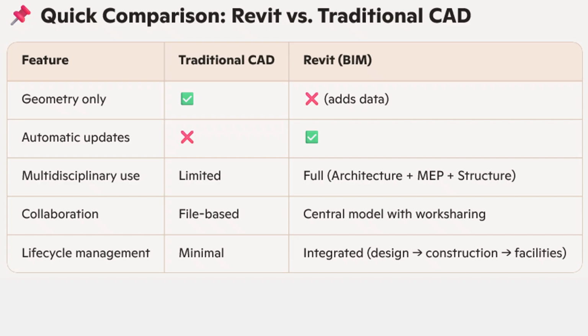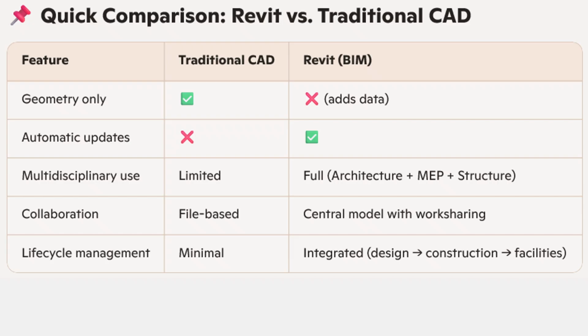Second, automatic updates. In traditional computer-aided drafting software, every change must be manually replicated across views. In Revit, updates are automatic. Change a component once, and every related view, schedule, and sheet reflects that change instantly. Third, multidisciplinary use. Traditional computer-aided drafting software is often siloed, separate files for architecture, structure, and MEP. Revit supports full integration, allowing all disciplines to work in one coordinated environment.